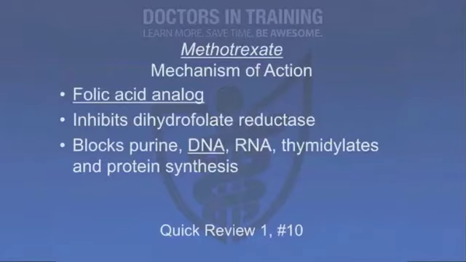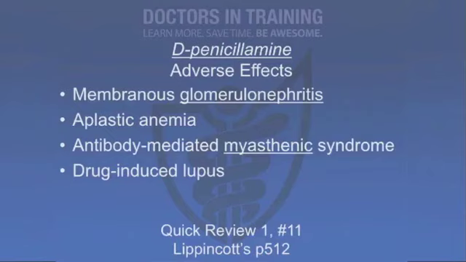What is the mechanism of action for methotrexate? So this is a folic acid analog. It inhibits dihydrofolate reductase. So this blocks purine, DNA, RNA, thymidylate, and protein synthesis. What are the adverse effects of D-penicillamine? So this can cause membranous glomerular nephritis, aplastic anemia, antibody-mediated myasthenic syndrome, and drug-induced lupus.